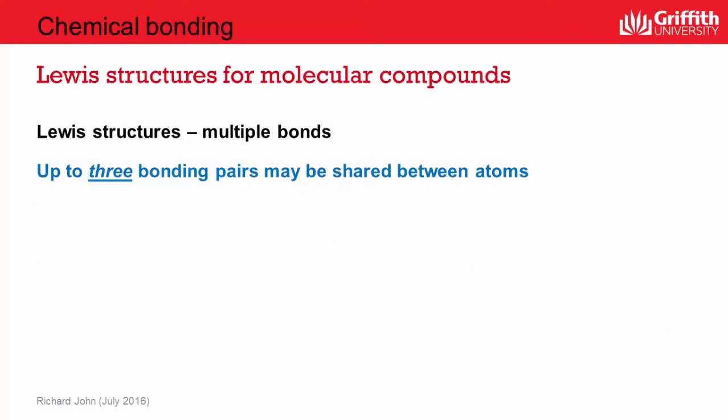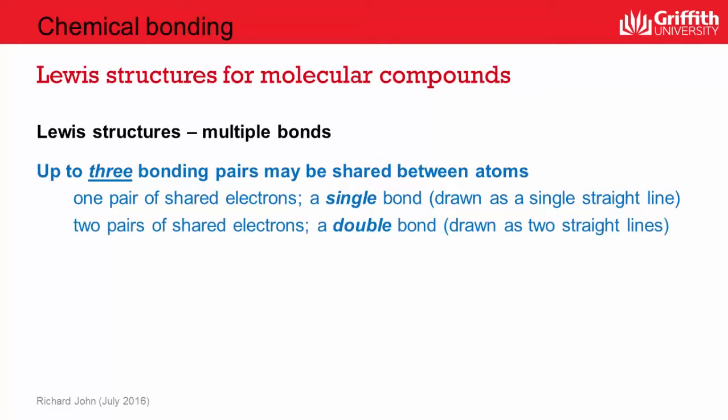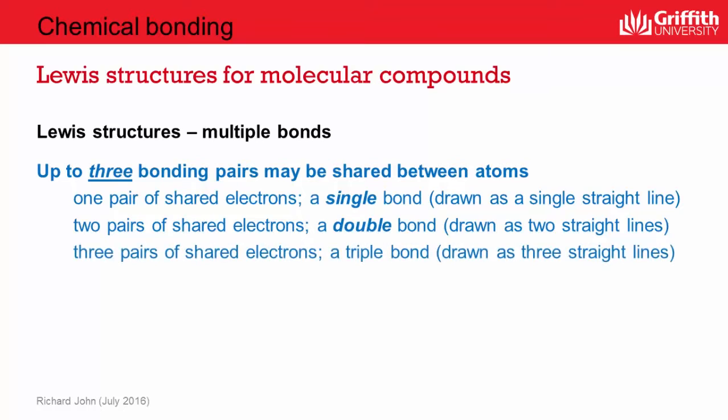Now, as I said a moment ago, up to three bonding pairs of electrons may be shared between atoms. When one pair of electrons is shared between atoms, this represents a single bond, and it's drawn as a single straight line. When two pairs of electrons are shared between atoms, this represents a double bond, and it's drawn as two straight lines. And when three pairs of electrons are shared between atoms, this represents a triple bond and is drawn as three straight lines.